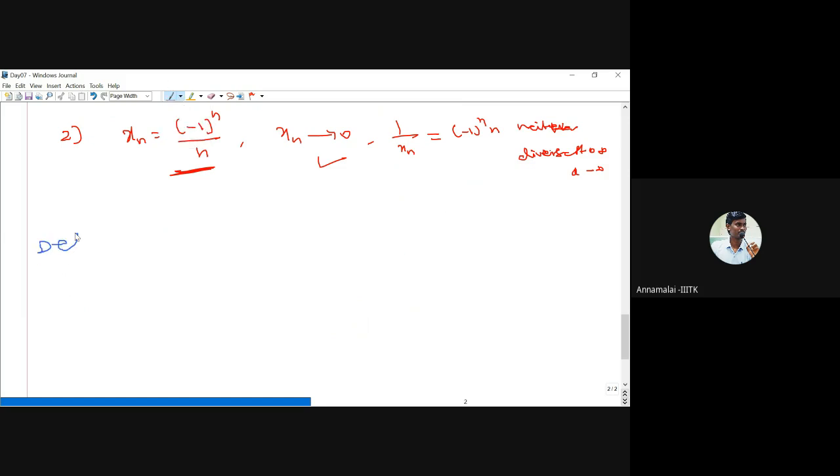Definition. Suppose we have a sequence. Let x be a function from the natural numbers to R, a sequence. X is a function, right? Suppose we have a sequence, then what can you say about the subsequence? Then a subsequence is a restriction of this function x to a subset of N. So it is the restriction function.